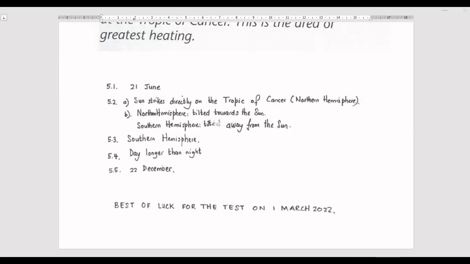Remember that this is a formal assessment. It's going to be part of your term mark for term 1. Any incomplete answers will be marked wrong. Working not shown is going to be marked wrong.